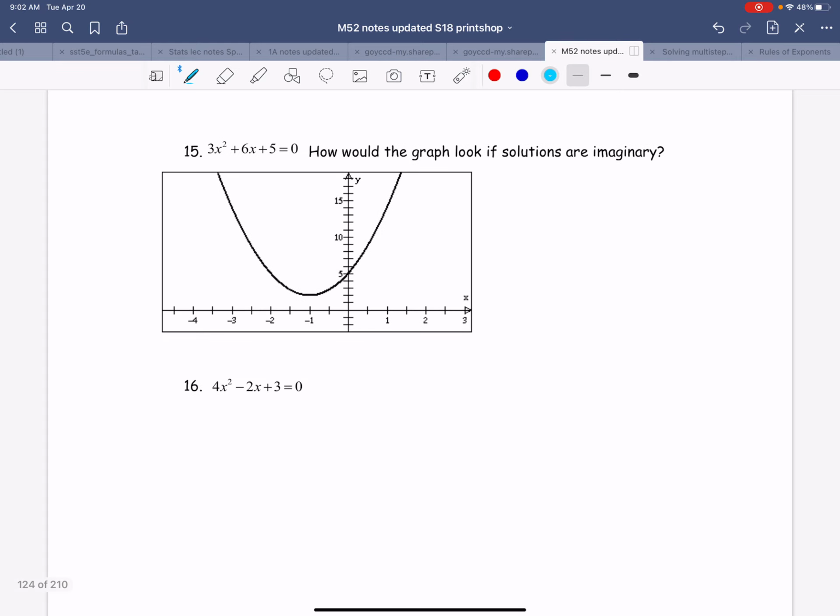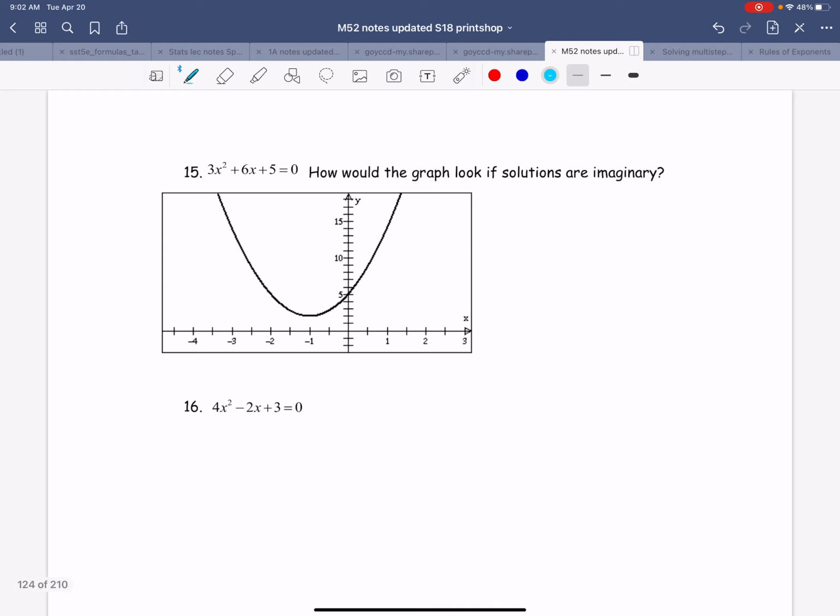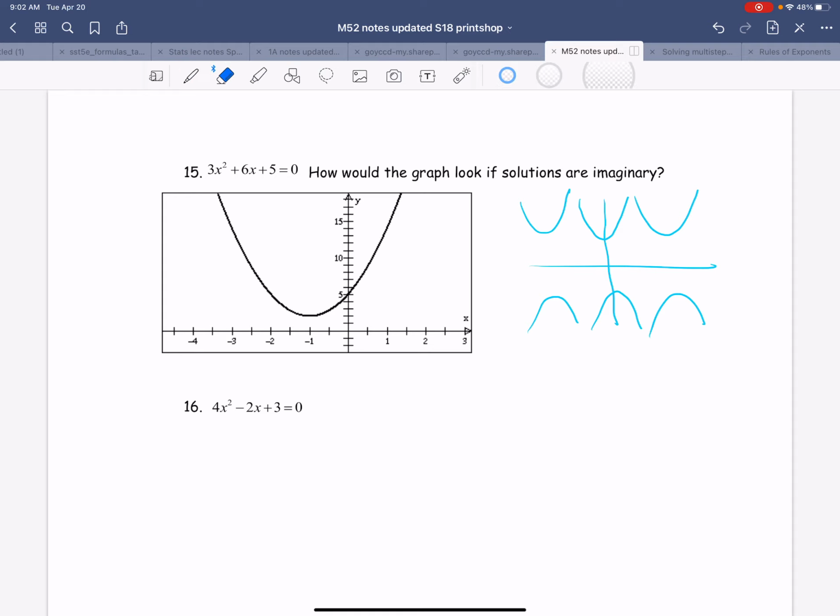If solutions are imaginary, then the graph will not be touching the x-axis. So when you draw the graph, it could be going like this, it could be going like this, or like this. It will be in one of the quadrants, or it could be touching the y-axis, but it would not be touching the x-axis at all. Okay.